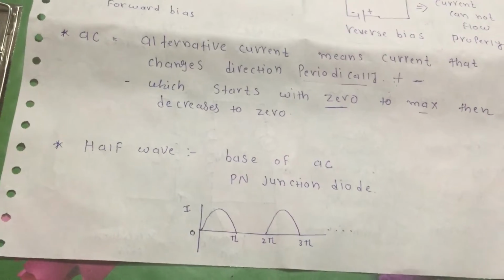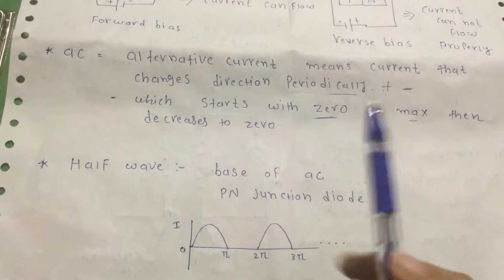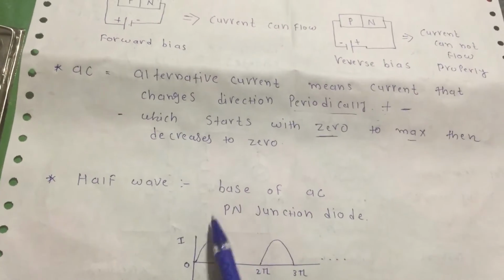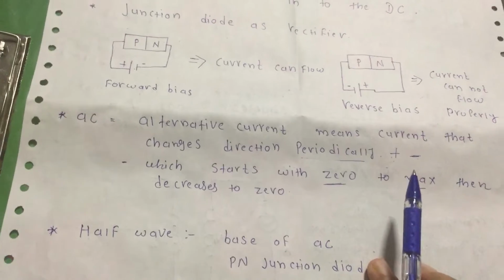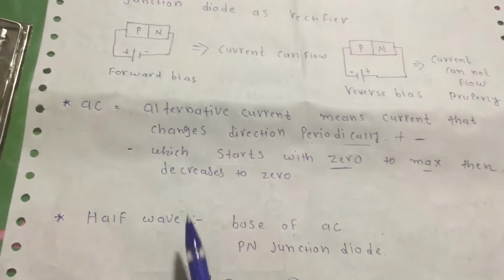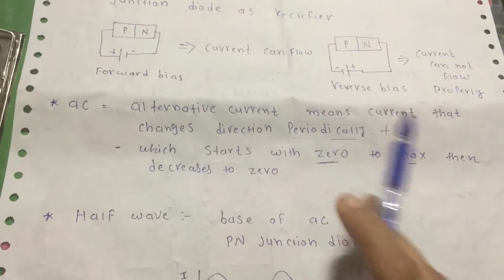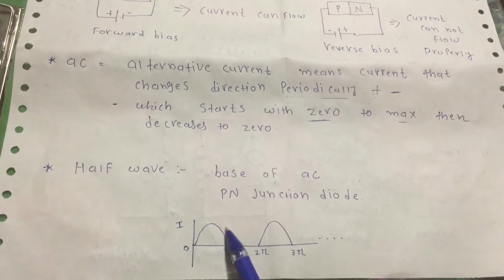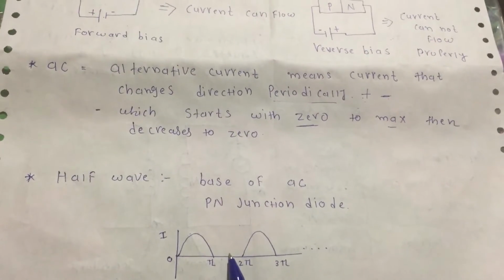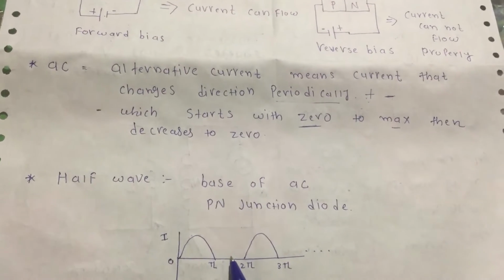So you get a question, what is a half-wave rectifier? You know that AC current changes its polarity periodically. Okay, and you also know the forward bias and reverse bias of a PN junction diode. Okay, so based on the AC current and based on the PN junction diode, the half-wave rectifier can be obtained. In forward bias we get the current, in reverse bias the polarity changes. Okay, we cannot get current in reverse bias.